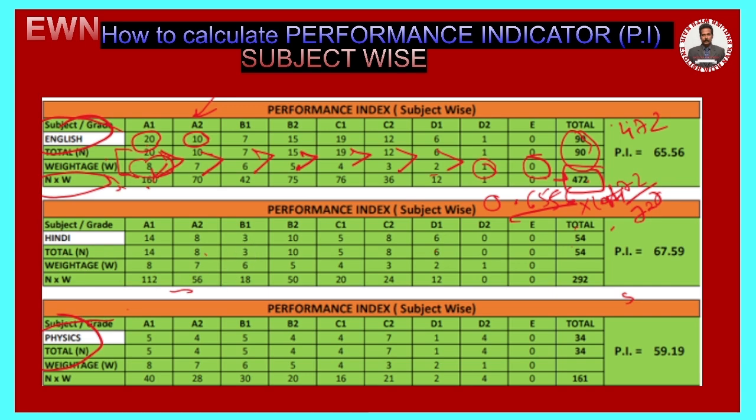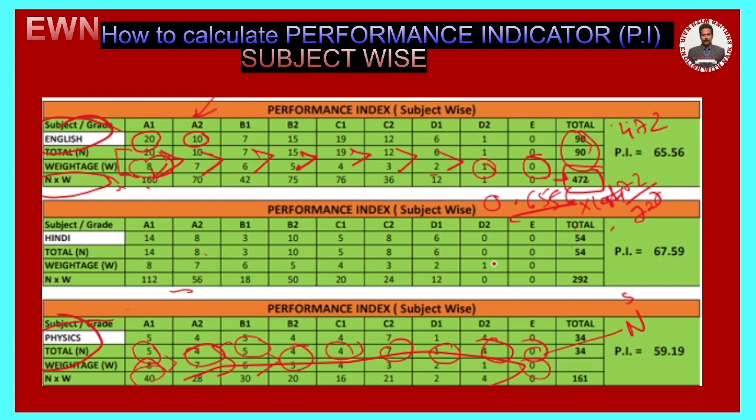Now let's see for physics, the same method. Number of students who got A1, A2, B1, B2, C1, C2, D1, D2, and E. This is N, and weightage. Weightage is fixed 0 to 8: 0, 1, 2, 3, 4, 5, 6, 7, and 8. Then multiply these two, and you get NW. Summation of this NW, we get 161.